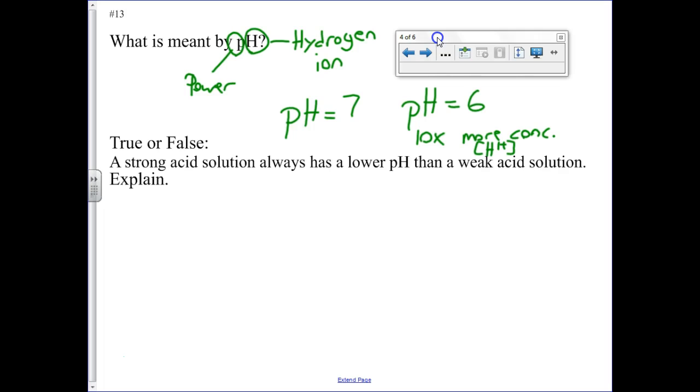True or false? A strong acid solution always has a lower pH than a weak acid solution. What do you got? What do we like for this one? Somebody raise a hand. Share what you got. True or false? Joe, what you got?